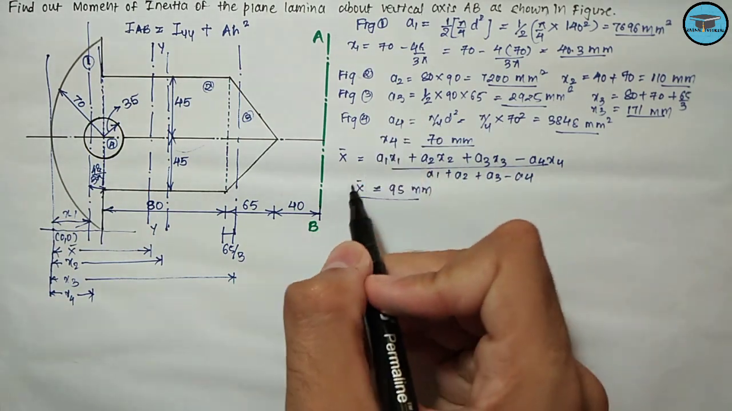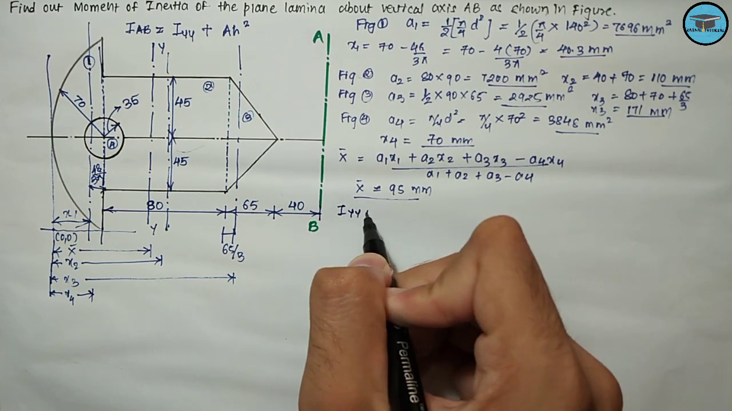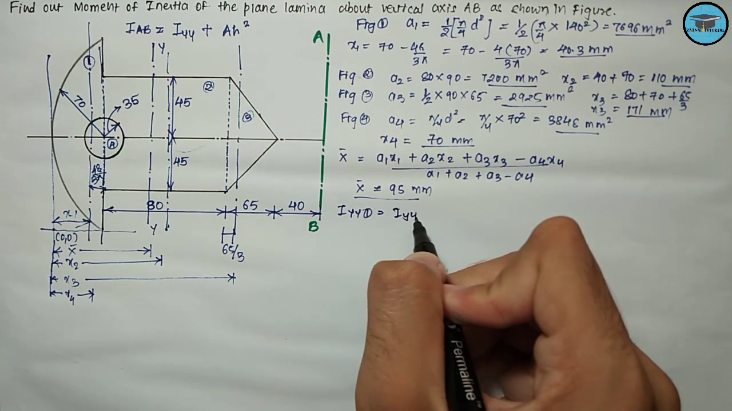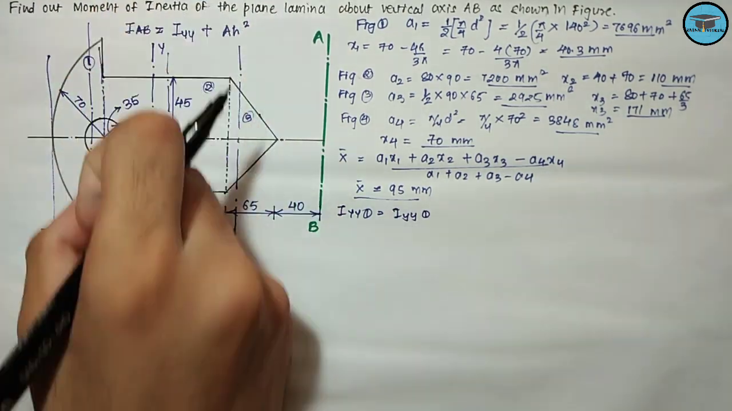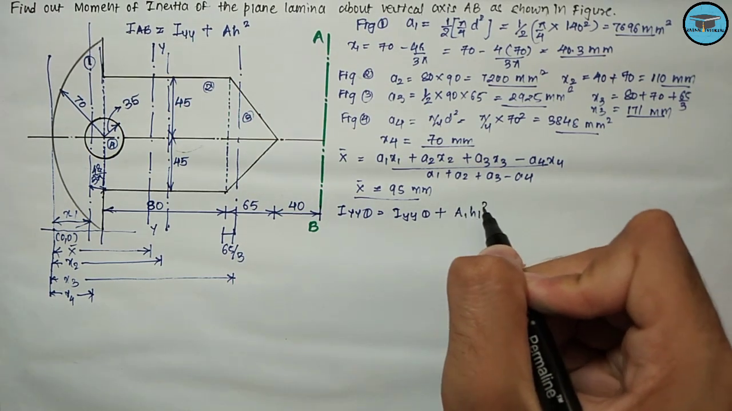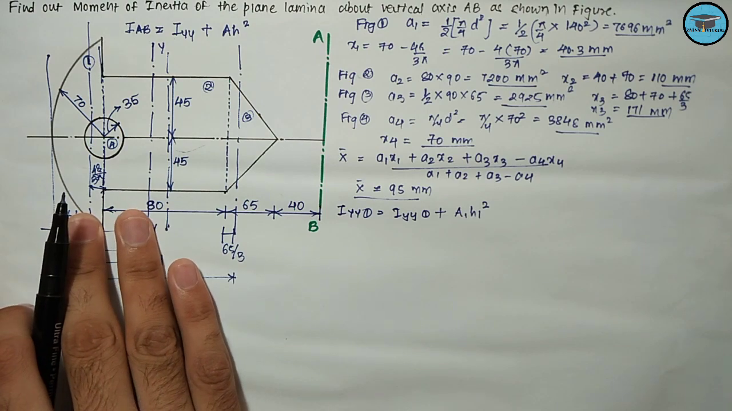Okay, so now the moment of inertia about the yy axis for the plane figure 1 can be given as the sum of moment of inertia about the local yy axis, that is about this axis, plus area, that is A1 and h1 square, that we know as the distance between these two axes.